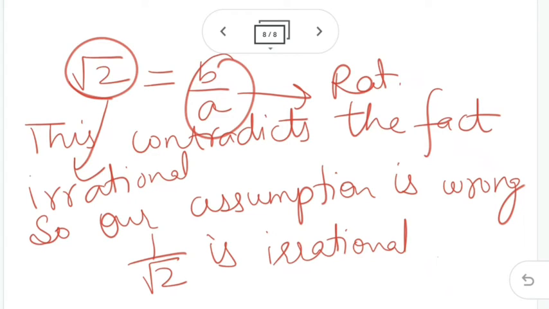So students, in this chapter, in this exercise you get questions based on proving irrational numbers. So all the proofs you need to write like this. So you must practice how to write those steps. First understand the concept and then practice more examples of such type from the book.